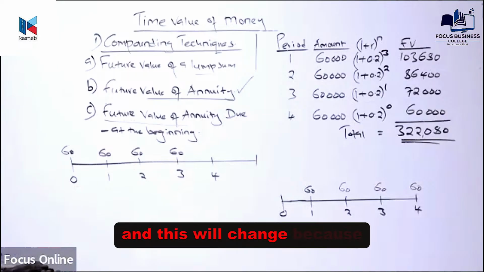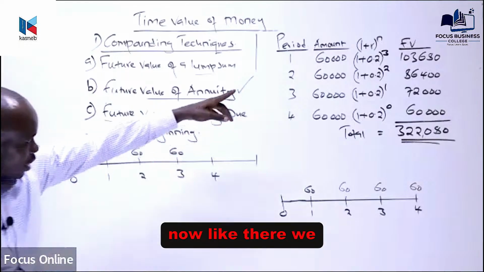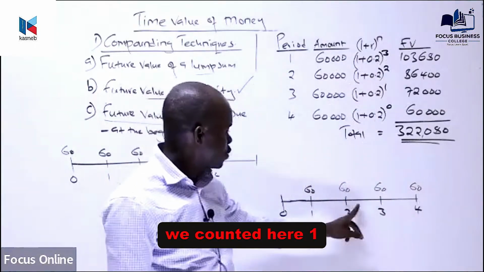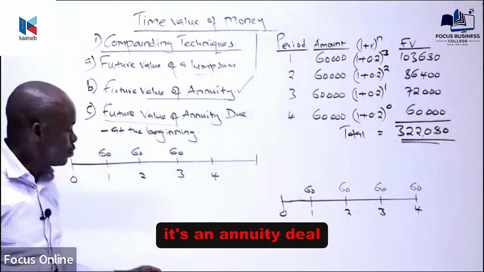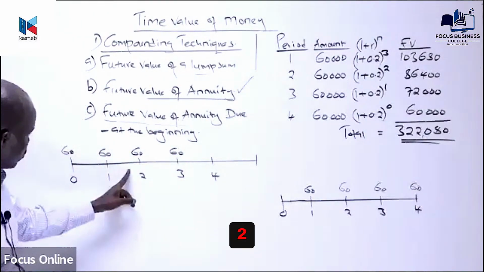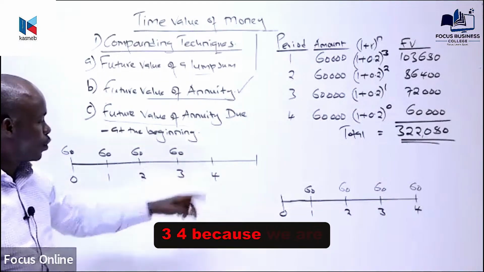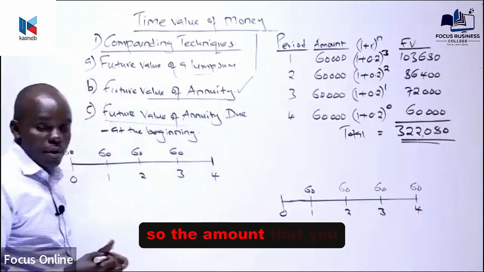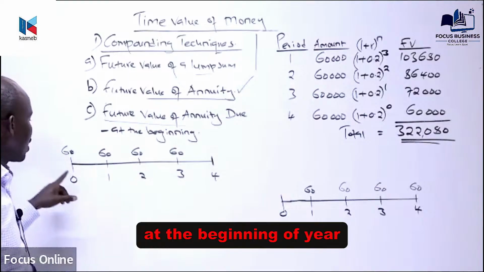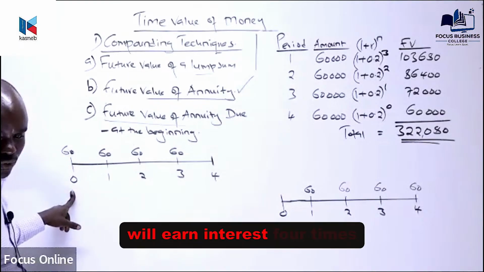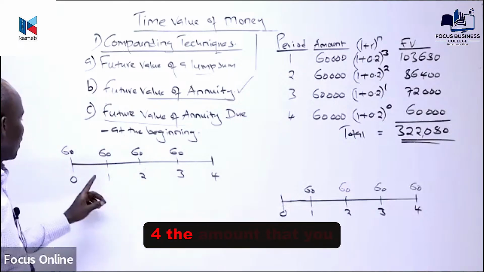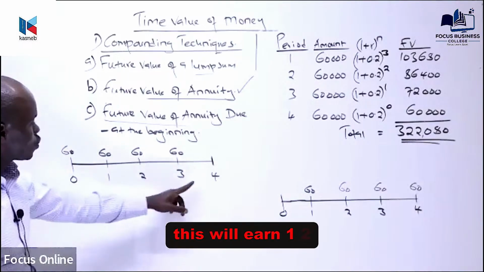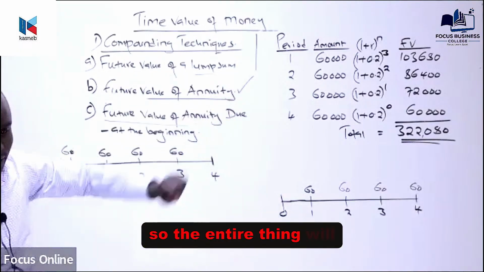And this will change because now, like here we had said this is power 3 because we counted here 1, 2, and 3. But if it's an annuity due, we will now have 1, 2, 3, 4 because we are going up to the end of year 4. So the amount that we invested at the beginning of year 1 here will earn interest 4 times. 1, 2, 3, 4. The amount that you invested at the end of year 1 will earn interest 1, 2, 3. This will earn 1, 2, and this will earn 1. So the entire thing will change there.